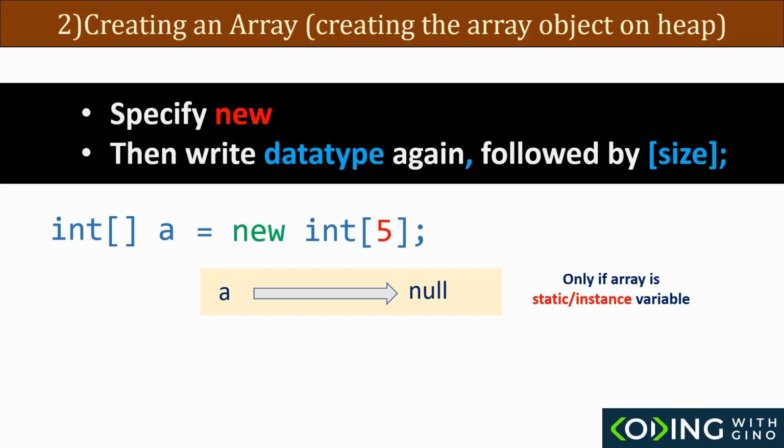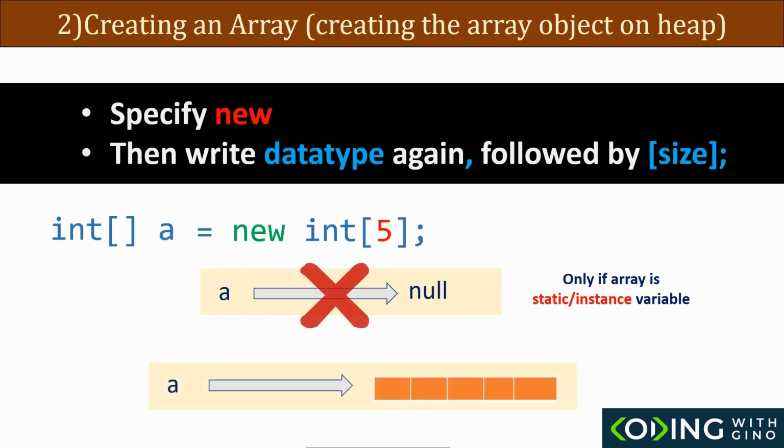Next, when the array object is assigned to the reference variable A of the array, the actual array object gets created. This array can store 5 integers. The variable A no longer points to null. Got it?